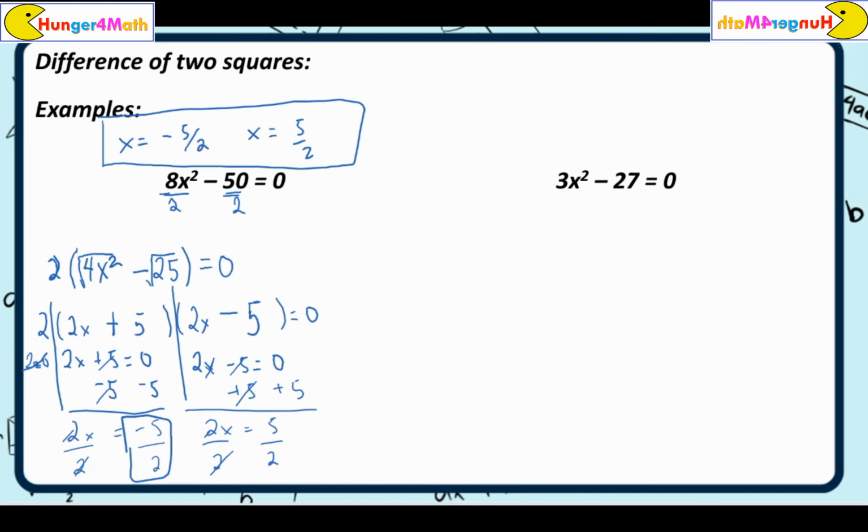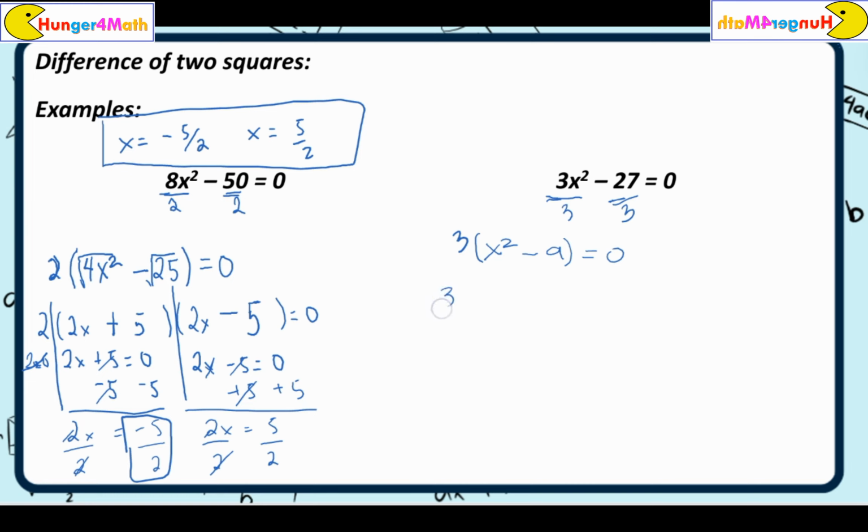Next is 3x squared minus 27 is equal to 0. So it's not a perfect square, and we need to factor out the common factor of 3 and 27, and that is 3. Now since the second term doesn't have an x, we cannot factor out x. Now let's divide each term by 3. So we have 3x squared divided by 3 is x squared. Then minus 27 divided by 3 is 9, is equal to 0. Now x squared minus 9 is a perfect square.